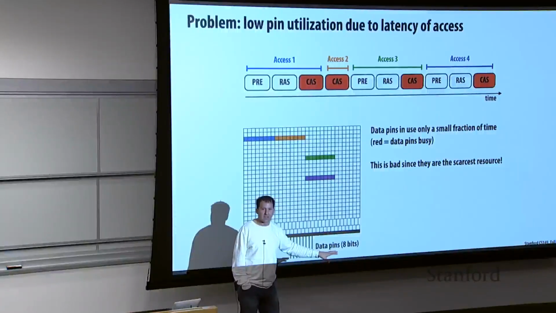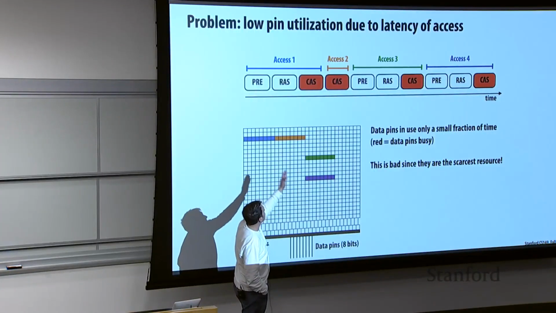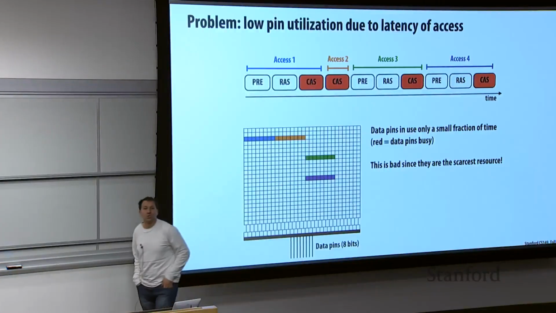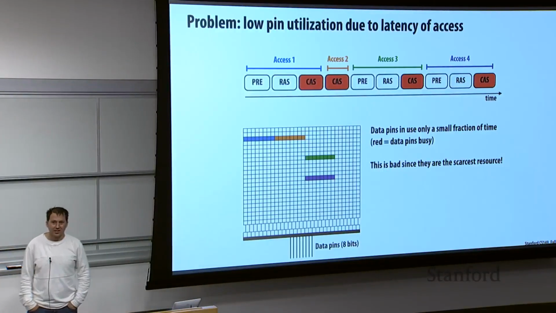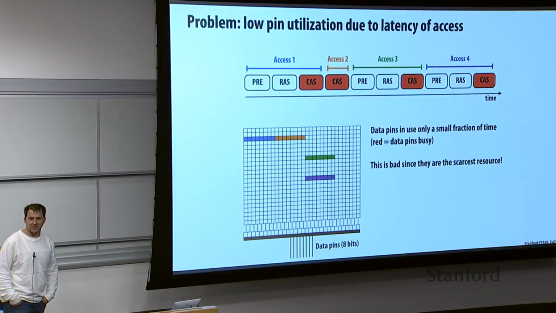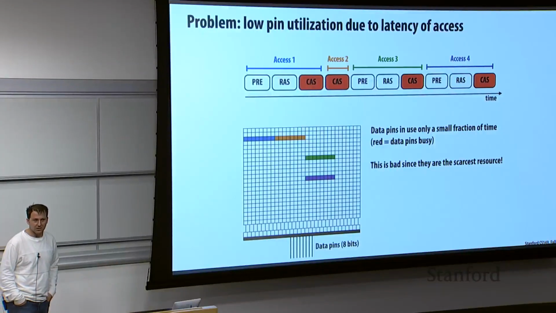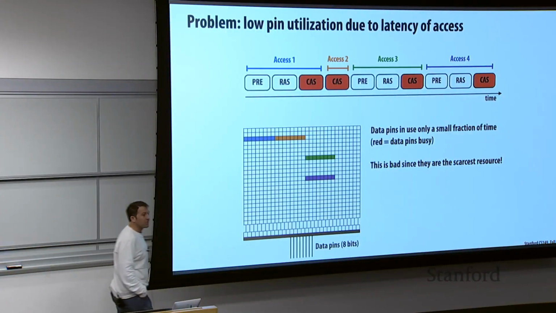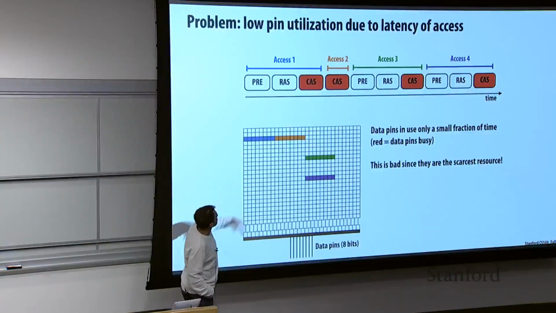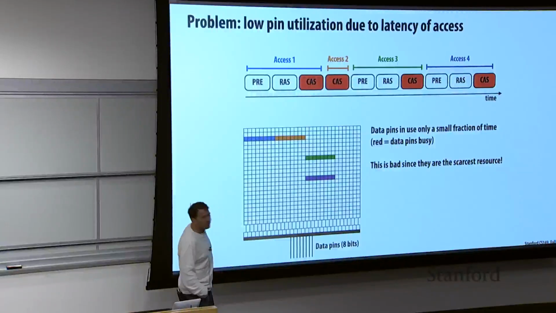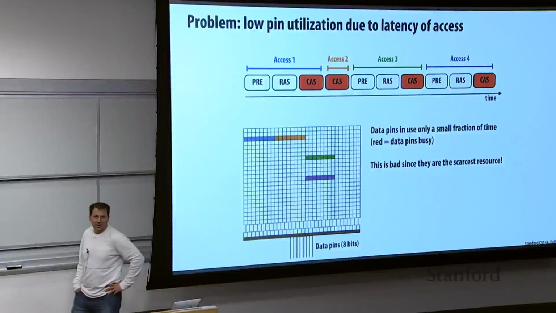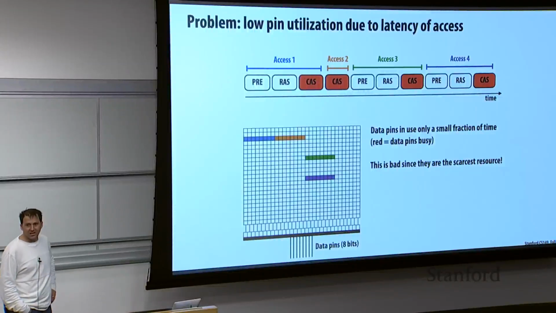I'm highlighting the CAS in red because that's when the data moves over the memory bus, the memory pins. If the memory pins are the most precious resource in the system, your goal should be to use those pins at all times. If you're not making 100% utilization of them, you are wasting your scarcest resource in the system. So what's the utilization of the memory bus in this example? There's 1, 2, 3, 4, 5, 6, 7, 8, 9, 10, about 4/10. Only 4 out of those 10 boxes are used.